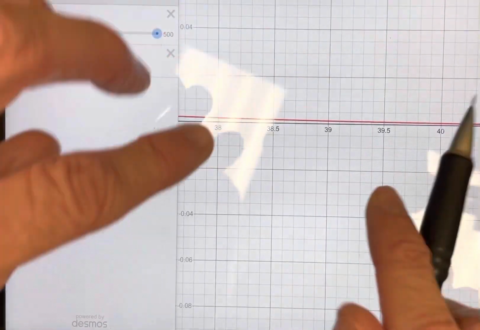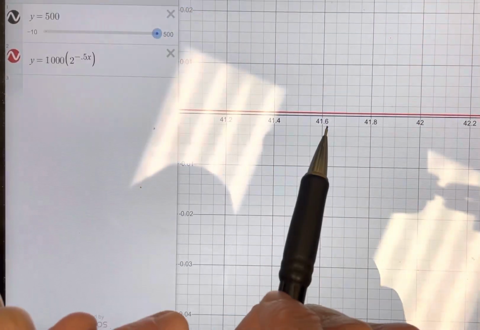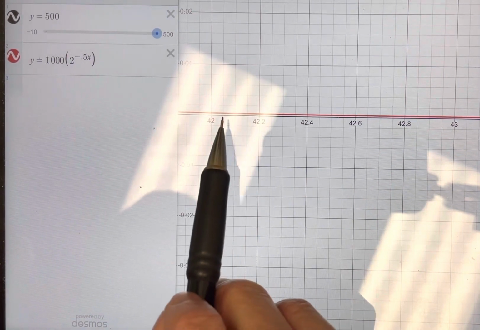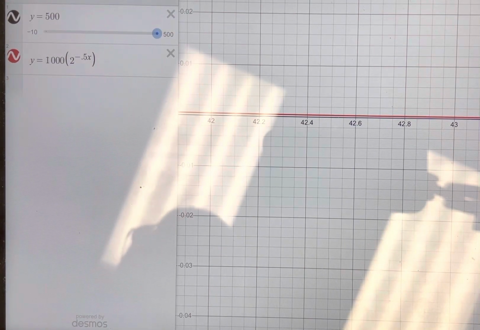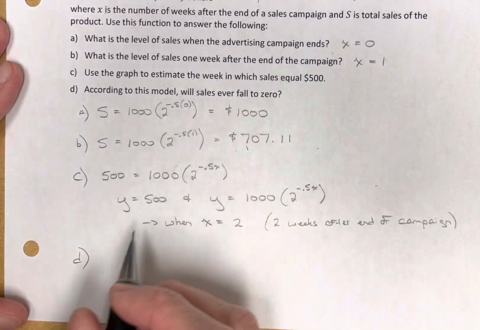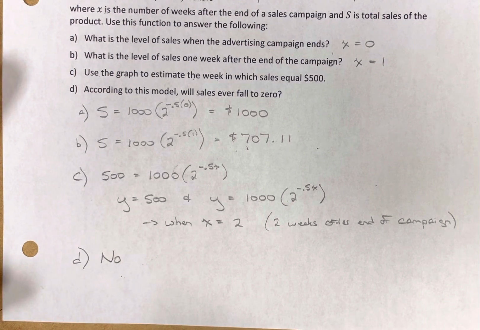And as I continue to focus after 39 weeks, after 40 weeks, 41.6 weeks, it's never going to touch the x-axis because that's how an exponential function works. So according to the model, it's never going to touch 0. Now that doesn't really make a ton of sense in real life. Sales will probably come to 0 at some point, but according to the model, no. Sales will never fall to 0 because the x-axis is a horizontal asymptote. So there you have it, a little look at exponential growth and decay.